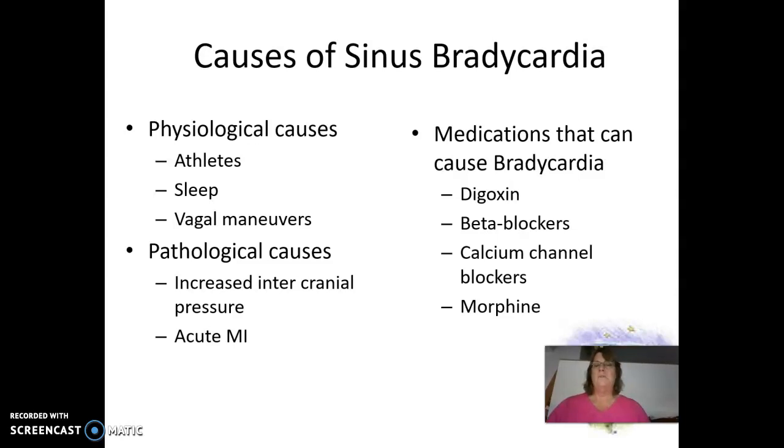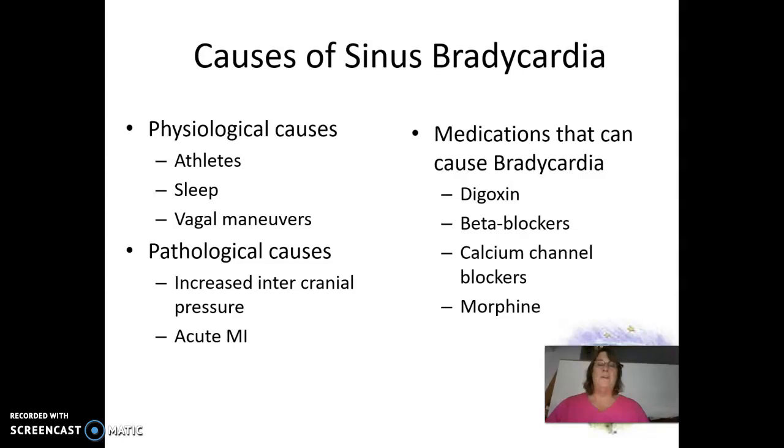Beta blockers, your metoprolol, your propranolol, all your beta blocker drugs, are very common to see on a cardiac floor. Common for blood pressure management, common for arrhythmia management. And again, their side effect is to slow the heart rate down. So it's one of the reasons, with digoxin and with beta blockers, you're always supposed to check an apical heart rate before you give it. Calcium channel blockers, diltiazem, very common medication to use.